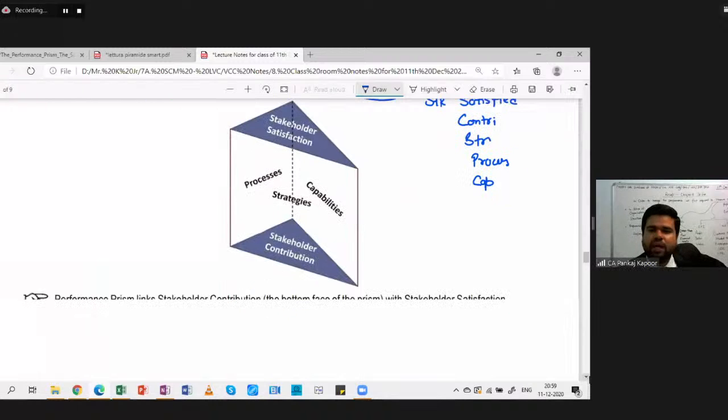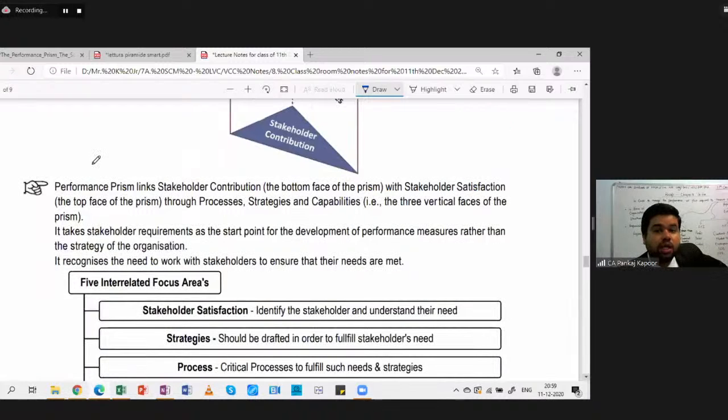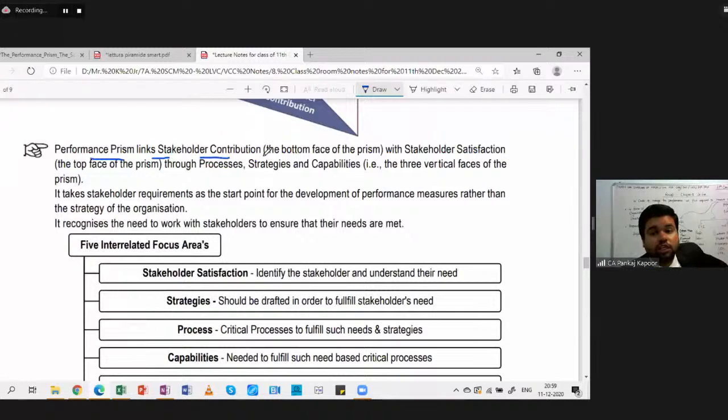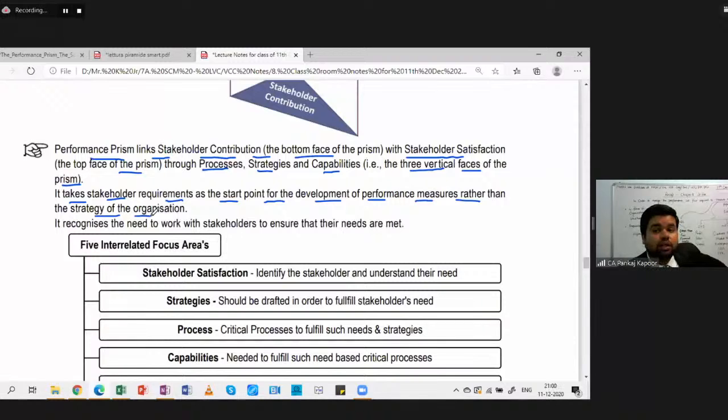Agreed? Now read this paragraph. This is quite important. The performance prism links stakeholder contribution at the bottom of the prism with stakeholder satisfaction at the top of the prism through the processes, strategy, and capability. That is nothing but the 3 vertical faces of the prism. It takes the stakeholder requirement as a start point and then the development of the performance measure, rather than the strategy of the organization. It means you are understanding the stakeholder requirement not only to attain the strategy, but in order to improve the performance.